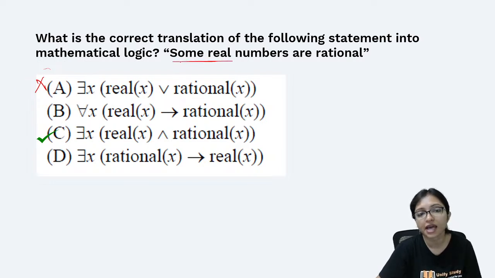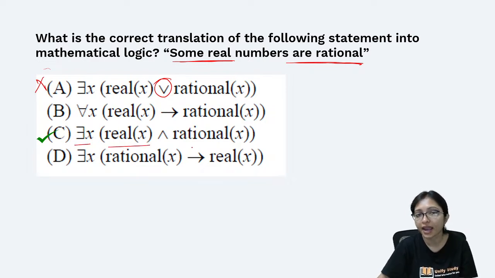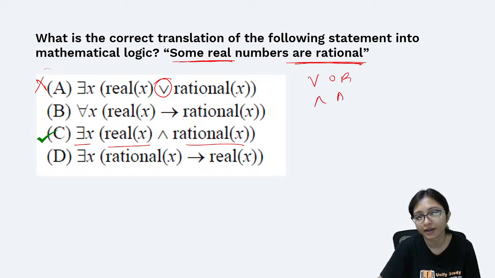Some real numbers are rational. From where is the "or" coming? It's not "or", it's "and". Some real number, there exists a real number and they are rational. There exists some number that is real and rational both. Remember, this is "or" and this is "and".